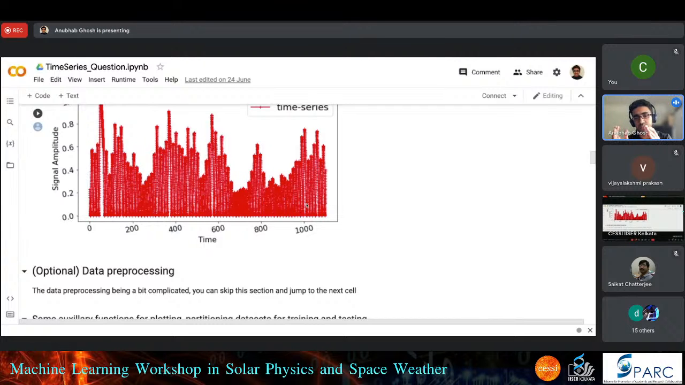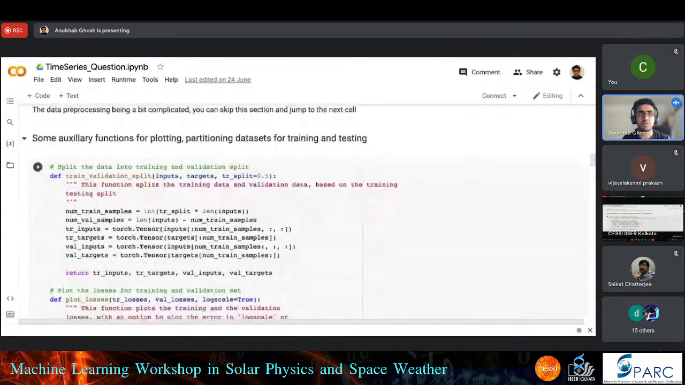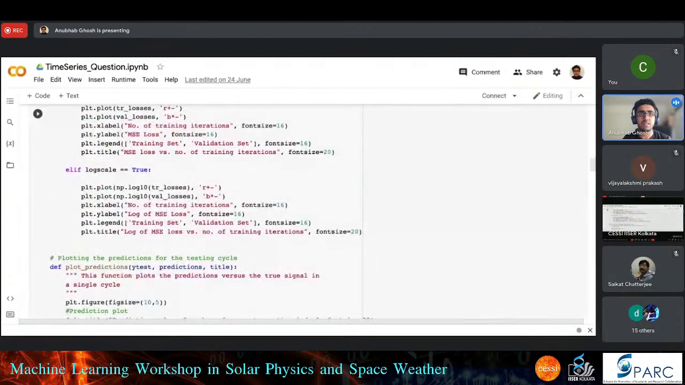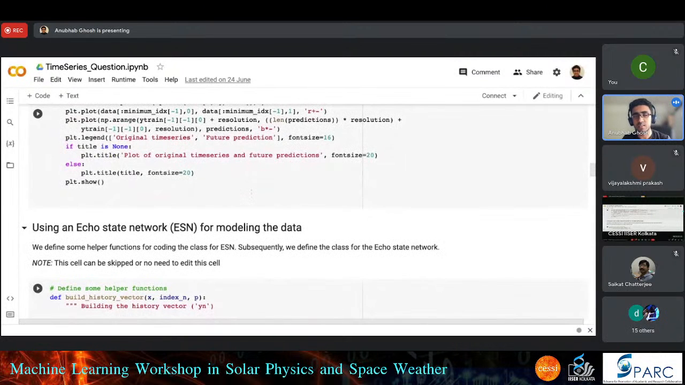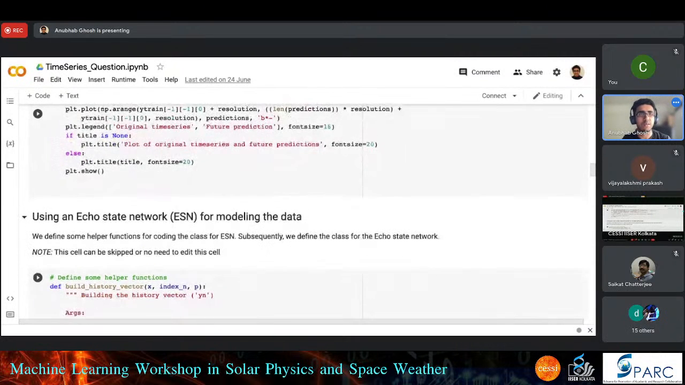Then you progress the window a bit forward, look at those points, and predict the next point ahead. This can be predicting a single point ahead, or even multiple points ahead: you look at a very small window and predict the next couple of points. This kind of processing is already done in these cells, and you only need to run them to make the data ready.